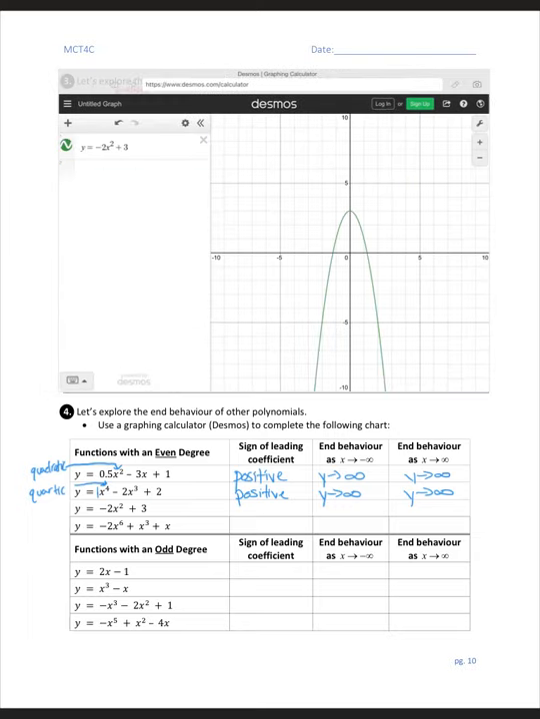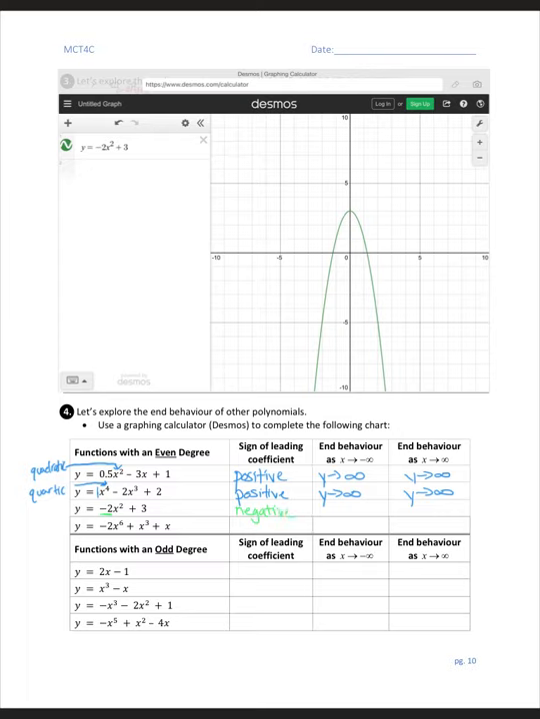Let's look at the next example, y equals negative 2x squared plus 3. So this time the graph is actually pointed down. We have a quadratic, or a parabola, that's pointed down. If we look at our leading coefficient, it is this negative 2, so that's the sign on our leading coefficient.